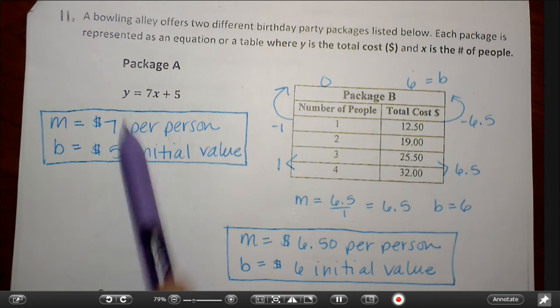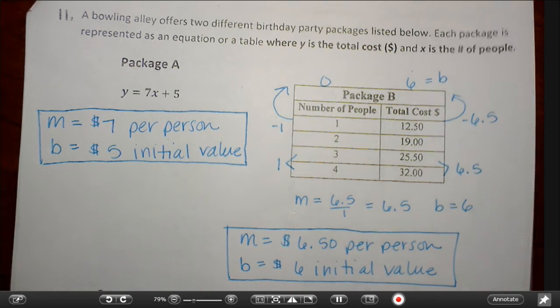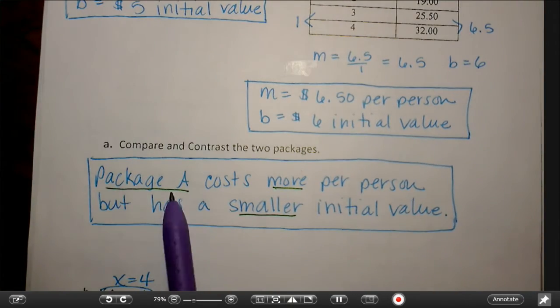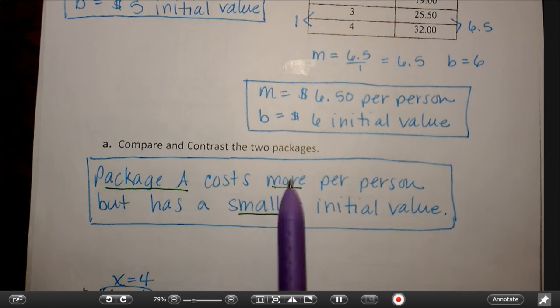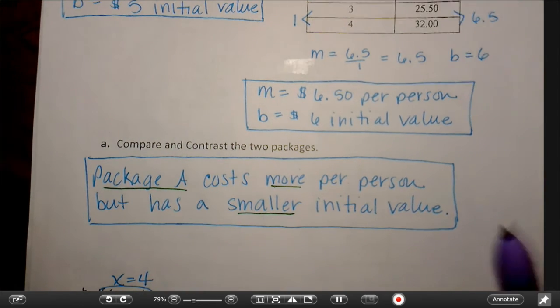Remember, whatever labels you have for the first one, you just transfer over to the second. Your sentence, you could say package A costs more per person but has a smaller initial value, or package B costs less per person but has a larger initial value.